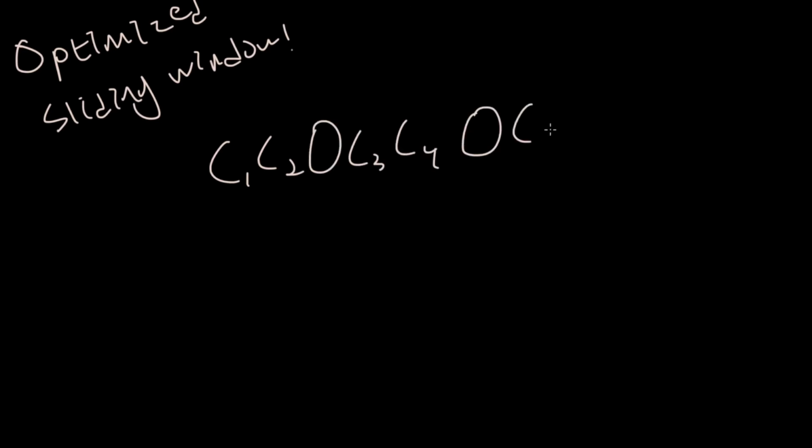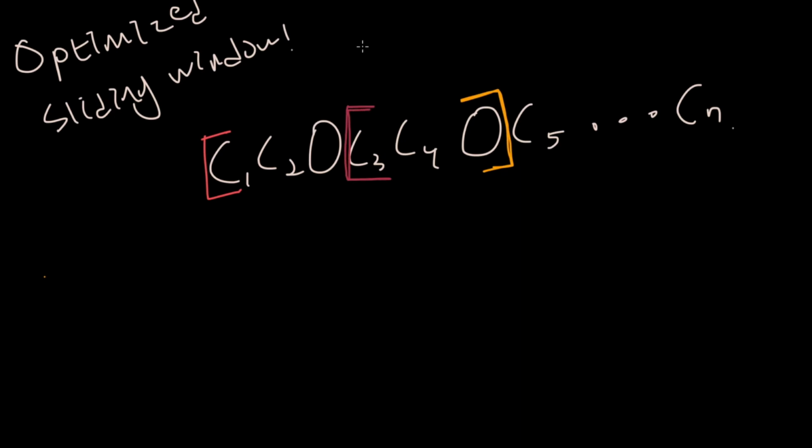Let's try to optimize the sliding window. Let's say we have C1, C2, O, C3, C4, O, C5, and so on, Cn. For the sliding window, when the right pointer was here, our left pointer was just increasing one by one until we hit this O, and then we take out this O and add this O back in our set. Instead of moving the left pointer one by one, can we actually do better? When the right pointer hits this O, can we actually magically move the left pointer to here?